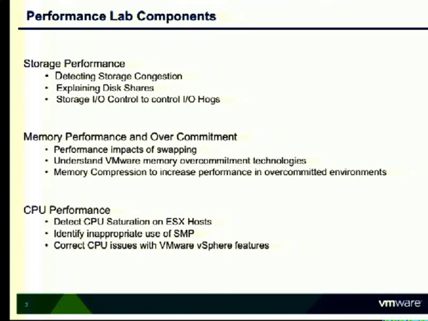Instead of swapping out to disk, we now can have this new technology that will delay how much we have to swap out to disk. And then lastly, Paul will go into our CPU performance section, and we'll detect CPU saturation in your environment. We'll talk about the appropriate and inappropriate uses of SMP, multiple vCPUs in a single VM. And then we'll talk about how we could correct this with resource pools or DRS.